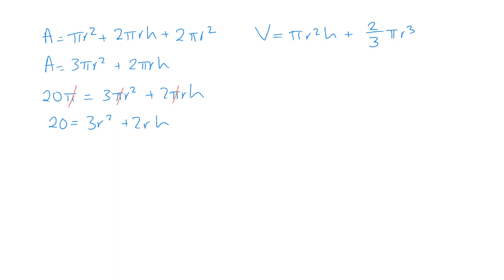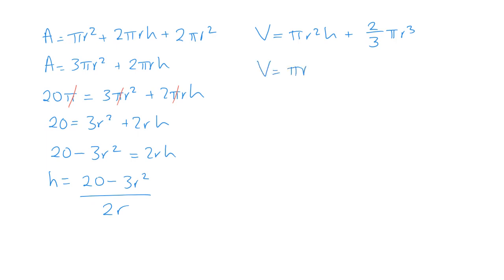Now the formula that we're looking to get has no h in it. So we're going to have to rearrange the area one here. So bring the 3r squared across and take it away. That equals 2rh, which means h is 20 minus 3r squared over 2r. So we're going to substitute that into our formula for V. So it's 20 minus 3r squared over 2r, and that's plus 2/3 pi r cubed.